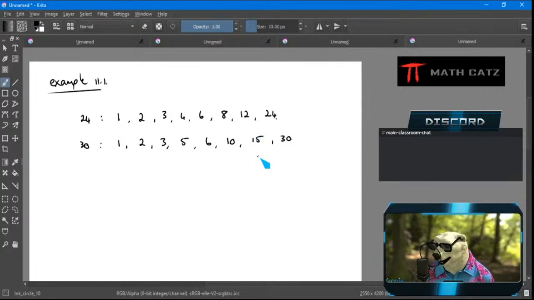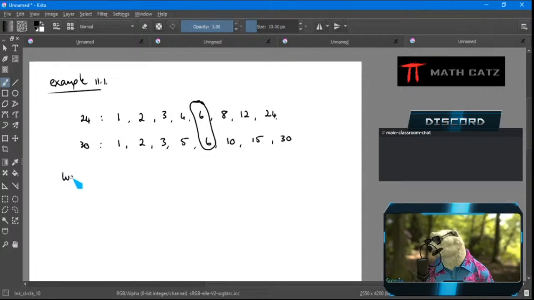So now the question is, I'm looking for the largest number of children. So I'm looking for the largest number in this list that is common to both, and it's a 6. So if I want to split up my Halloween candy and my regular candy in this way, 6 kids is the best I can do.